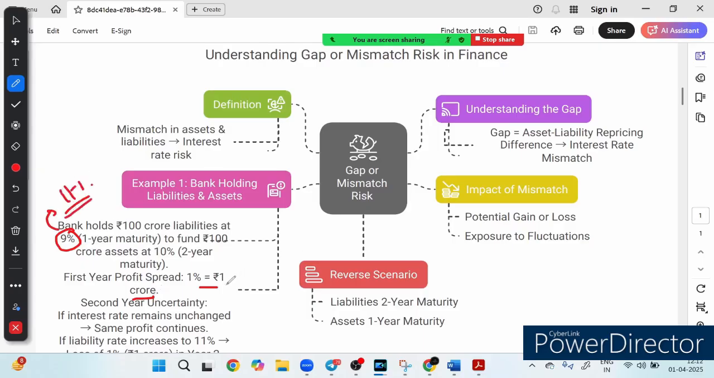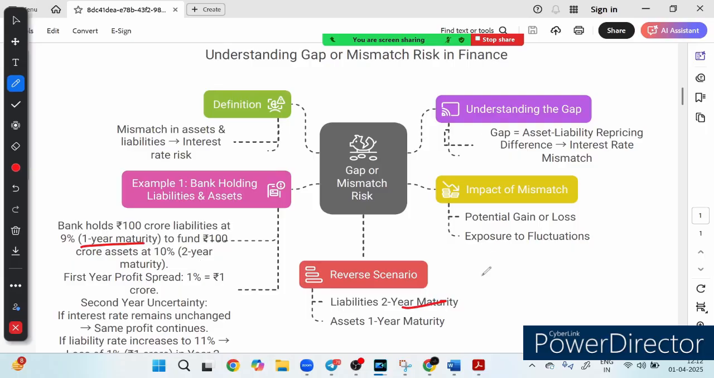The bank faces 1 crore loss, isn't it? So basically, this is the case. Now let's reverse the scenario. Here you can see, suppose the bank liability matures after the asset. In this case, the maturity of liability is 2 years and the maturity of asset is just 1 year. What if the bank liability matures after the asset?